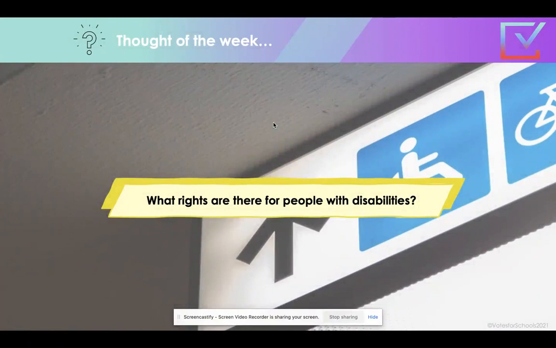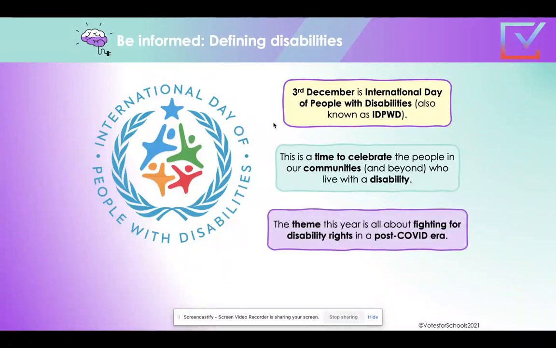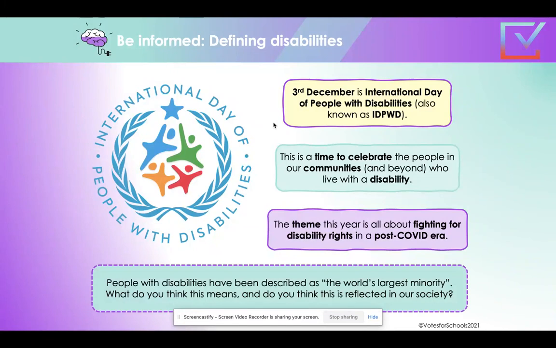So our other topic this week, on Friday, it is the International Day of People with Disabilities. So what rights are there for people with disabilities? This is the time to celebrate the people in our communities and beyond who live with a disability. The theme of this year is all about fighting for disability rights in a post-COVID era. People with disabilities are described as the world's largest minority. What do you think this means? And do you think this is reflected in our society?